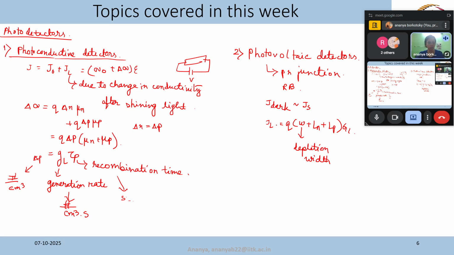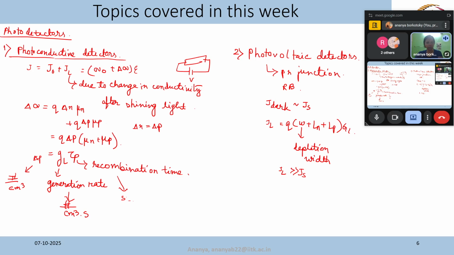So this JL will be on top of the reverse saturation current, and it should be significantly large. The photocurrent should be significantly larger than the reverse saturation current. Only then can we say it is a good photovoltaic detector. If you design a photovoltaic detector for detection of a particular wavelength of photon, and you get a very low JL even for a large number of photons, then this is not a very good detector. Maybe we have to change the material so that the absorption coefficient and efficiency are high. We have to select the right material for the right kind of detectors.